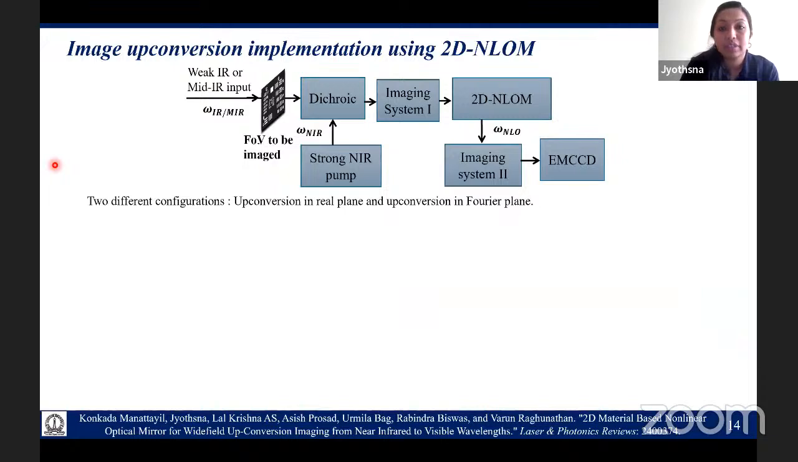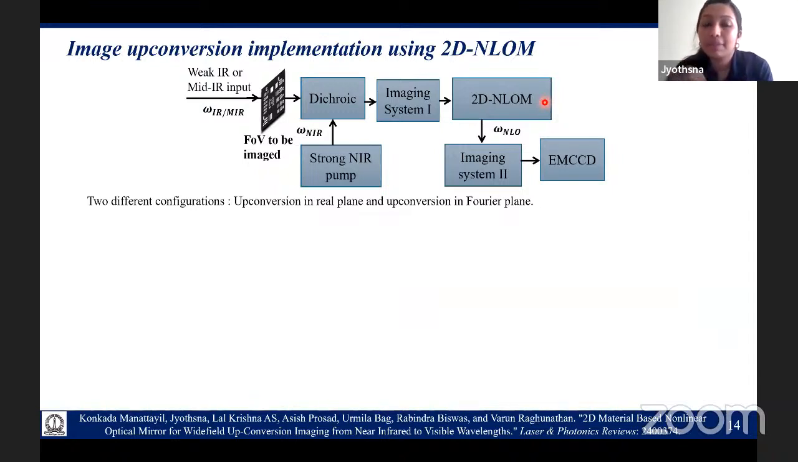So now I'll explain more about the conversion imaging system. We have the optimized 2D material-based nonlinear optical mirror, which is fabricated with the optimum thickness of GaSe on SiO2. What this system does is the weak IR or mid-IR photon that needs to be upconverted is given as an input, and whatever sample or image you want to be imprinted is kept in the particular imaging plane, and we actually image this. There can be two different configurations in which you can do this.